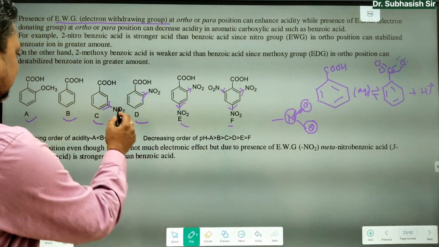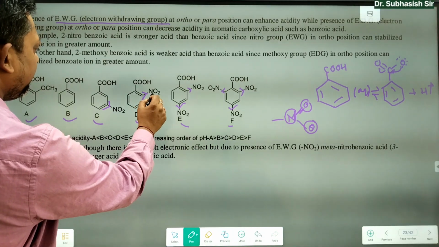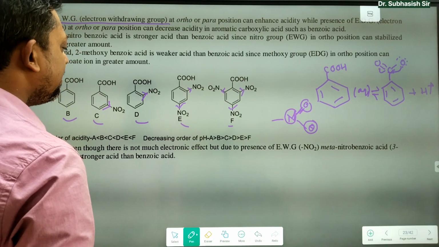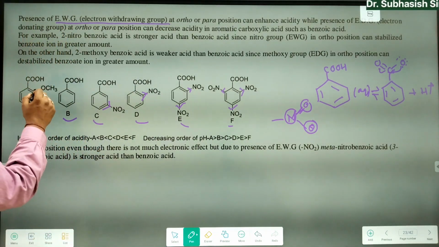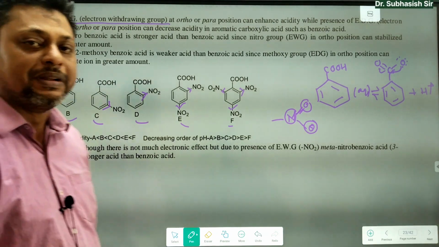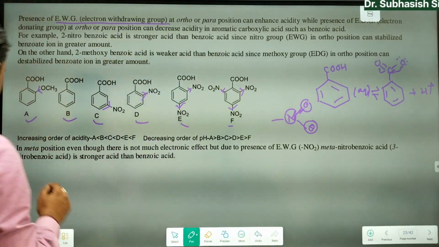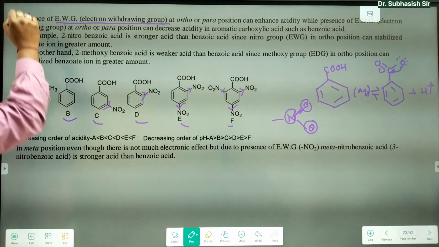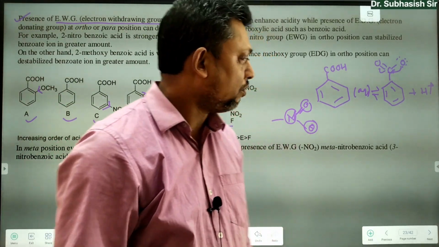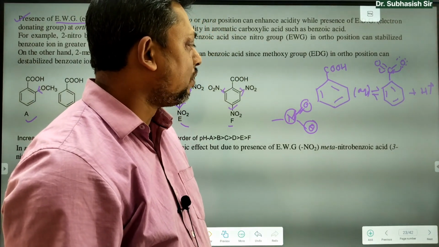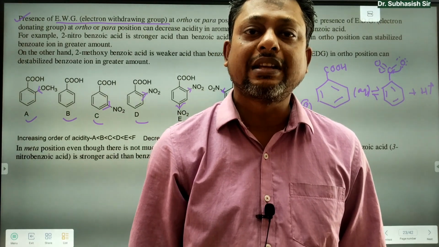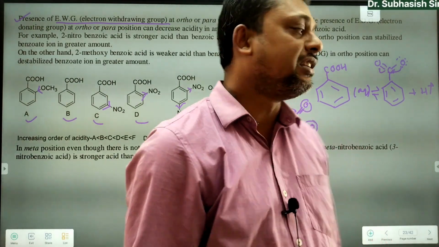So you can clearly see that in case of nitro group, it is electron withdrawing in nature, and hence acidity will be more, right? But here this OMe is an electron donating group, so its acidity will be less. So we can tell that presence of electron withdrawing group at the ortho and para position can what? Increase the acidity, while presence of electron donating group at ortho and para position can decrease the acidity.